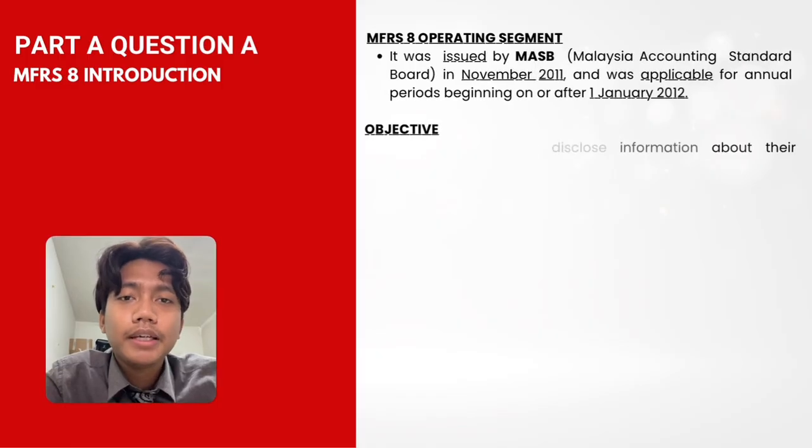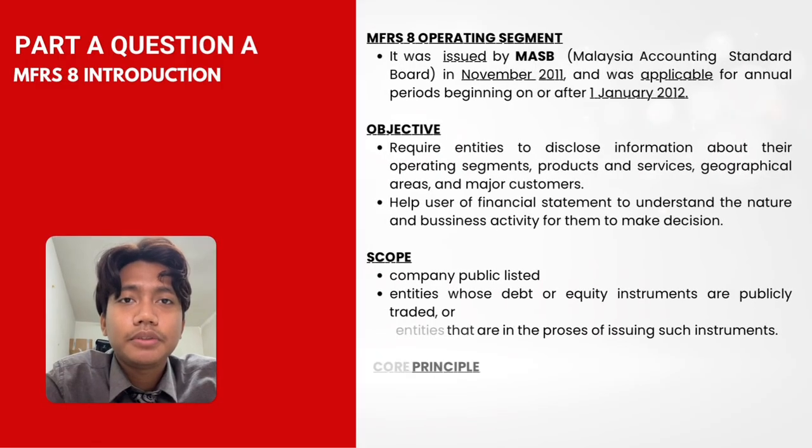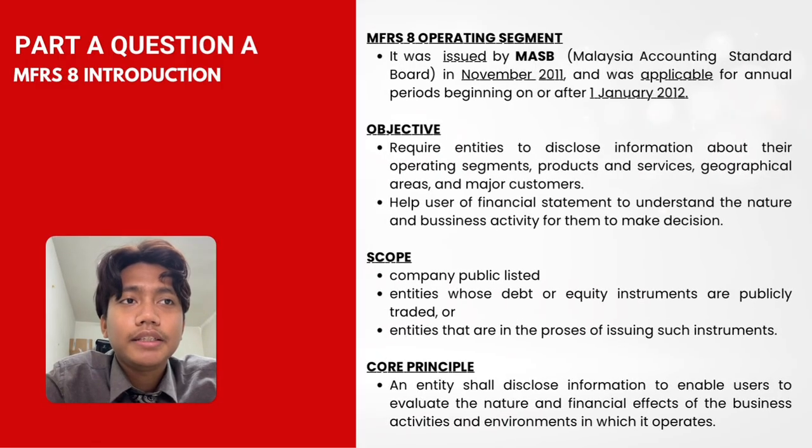Begin with part A, question A, which is MFRS 8 introduction. So MFRS 8 Operating Segments was issued by MASB, Malaysian Accounting Standards Board, in November 2011, and it was applicable for annual periods beginning on or after 1st January 2012. The objective of MFRS 8 is to require entities to disclose information about their operating segments, products and services, geographical areas and major customers.